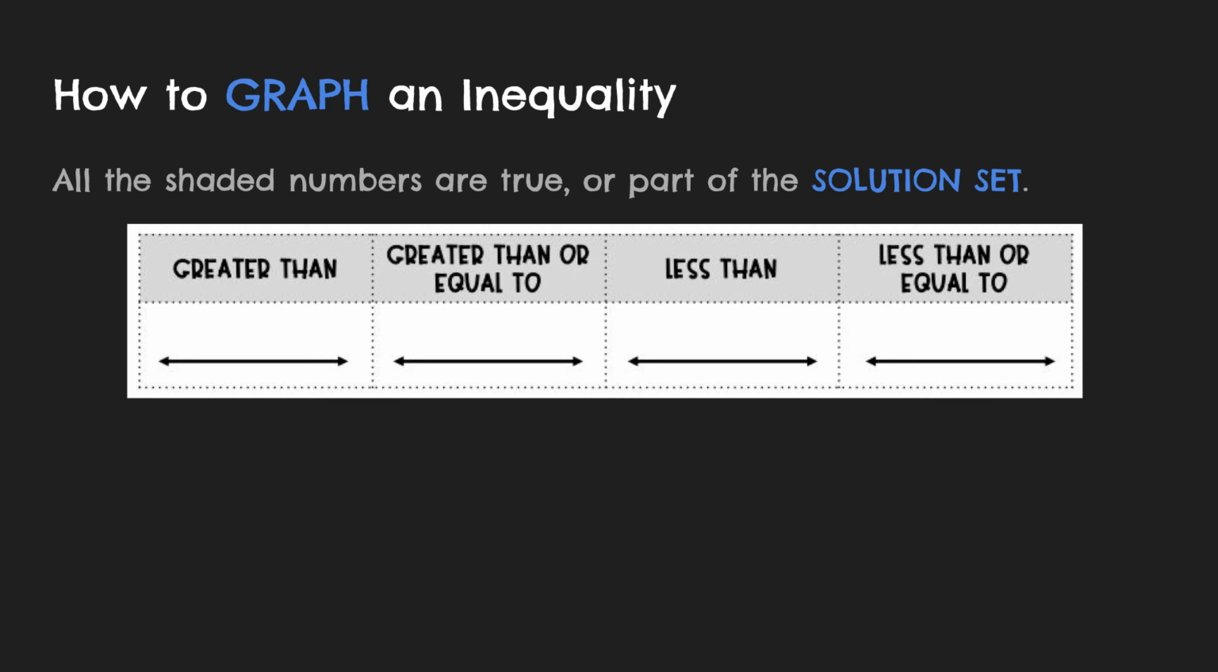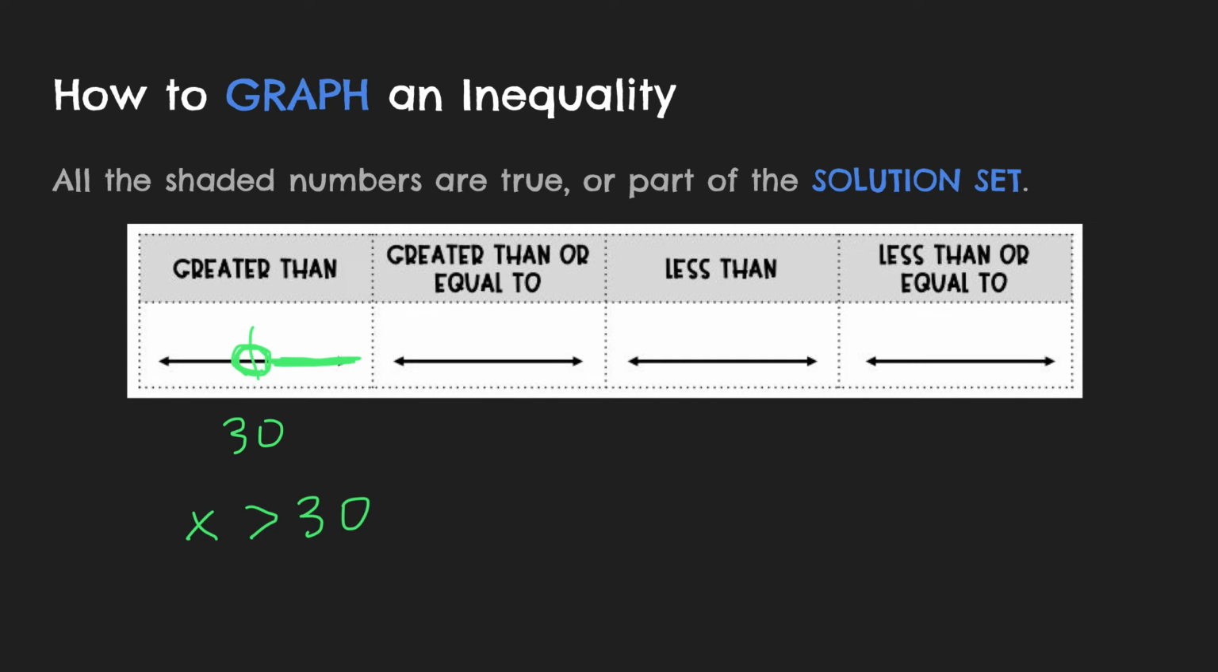All right. How do you shade these in? So it says all the shaded numbers are true or part of the solution. So if it's greater than, we're going to have an open circle. That means, let's say this was the number 30. And I said x is greater than 30. Well, that means it cannot be 30. So we're going to do an open circle. And then we're going to color everything to the right. So that says it can't be 30, but it can be anything that's greater than 30.